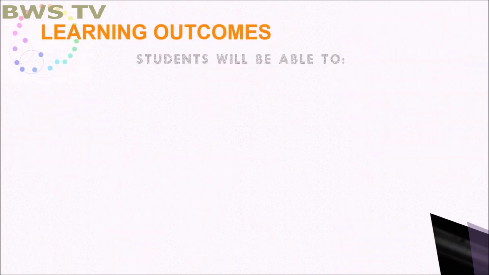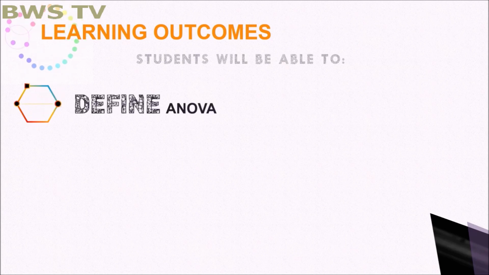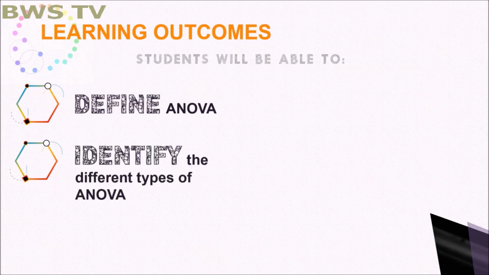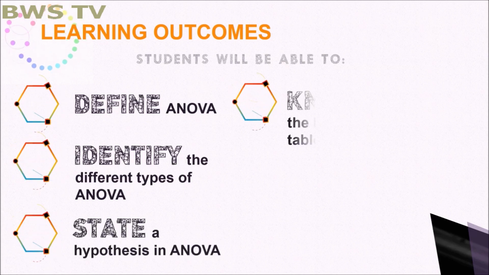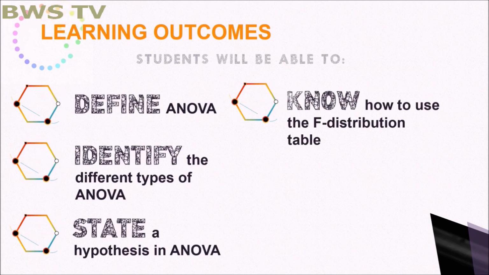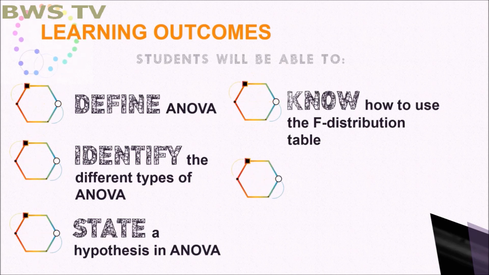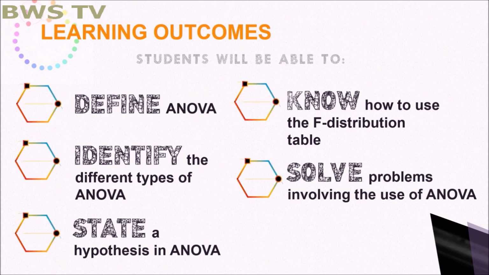Now here we have the learning outcomes. Students will be able to, first, define ANOVA, second, identify the different types of ANOVA, third, state a hypothesis in ANOVA, fourth, know how to use the F distribution table, and fifth, solve problems involving the use of ANOVA.